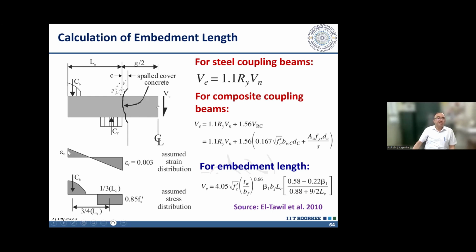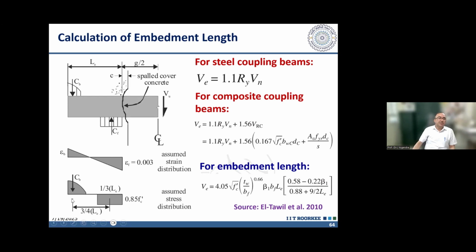The strain variation is assumed to be linear, with compression on this side and compression on this side. A rectangular stress block of one-third the embedded length, LE being the embedded length, can be assumed here, and its resultant can be calculated. And here, with the parabolic strain variation, depending upon how much strain we are getting here, we can calculate that strain based on this point of rotation, and we can calculate the stress block here.